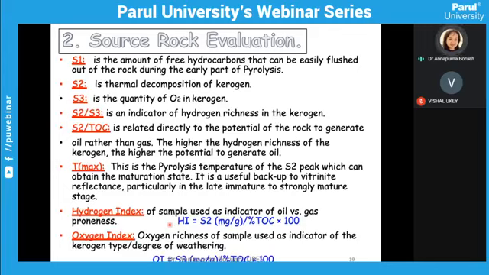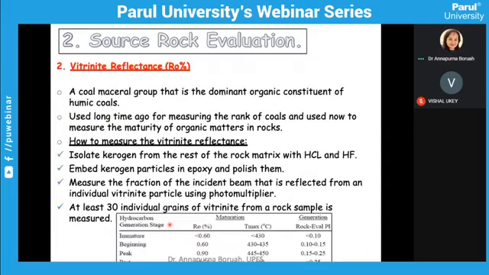Generally if it is oil producing shale, then you will get more hydrogen atoms. So these are the ratios of hydrogen, oxygen and carbon. That is why based on hydrogen index and oxygen index we will be identifying what type of hydrocarbon the shale will produce.